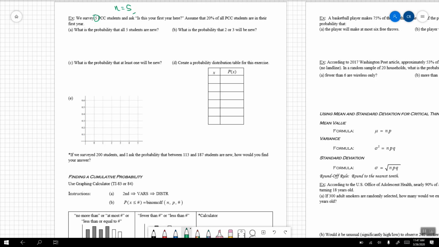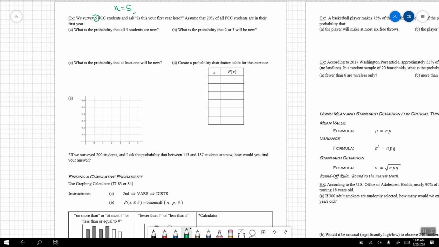No, it should not affect that, which means the trials are independent. Number 3, each trial must have outcomes in 2 categories. So what are the responses here? The response is yes, they are first year, or no, they're not a first year. So the responses are classified into 2 outcomes.